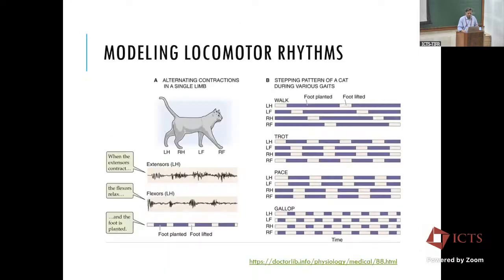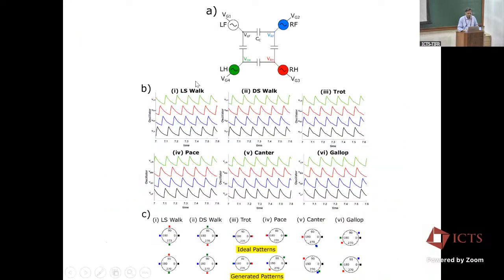So now we've said we'll look at all these different locomotor rhythms in quadrupeds. This is a circuit we have taken, 4 such memristor oscillators coupled by an array of 4 capacitors. We showed that by varying the capacitor values, you can reconstruct all these different kinds of locomotor rhythms: lateral sequence walk, direct sequence walk, trot, pace, canter, gallop, so all of them.